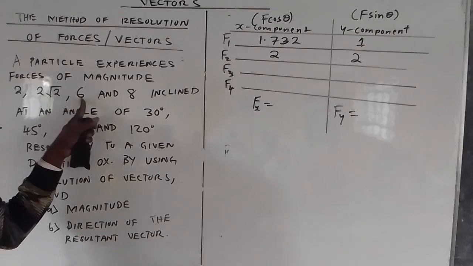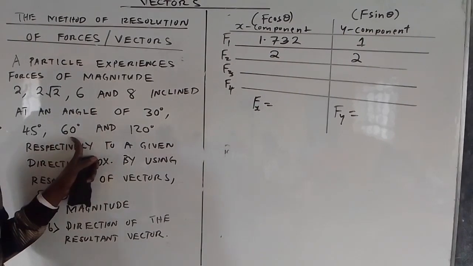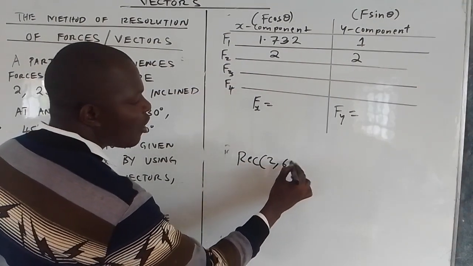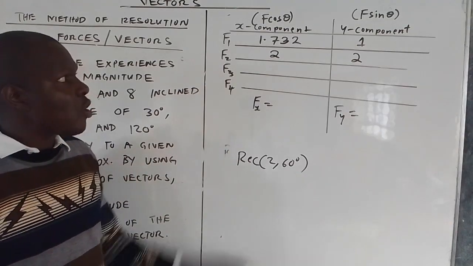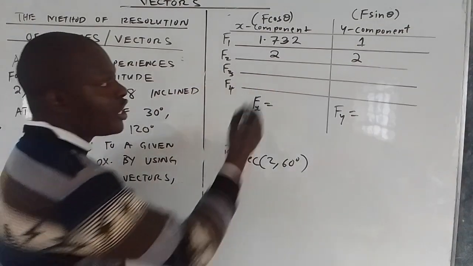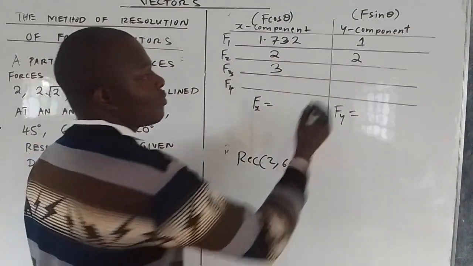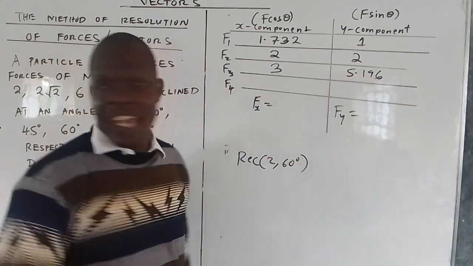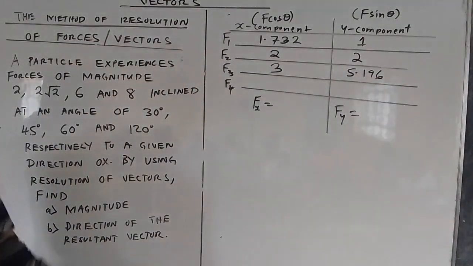The next force is 6 Newton, isn't it? It is acting at what angle? 60 degrees. So you are looking for the rectangular form of r theta. You get xy. What do you have to be x component? 3. Then what do you have to be y component? 5.196. Are we together? Let us go to the last force.